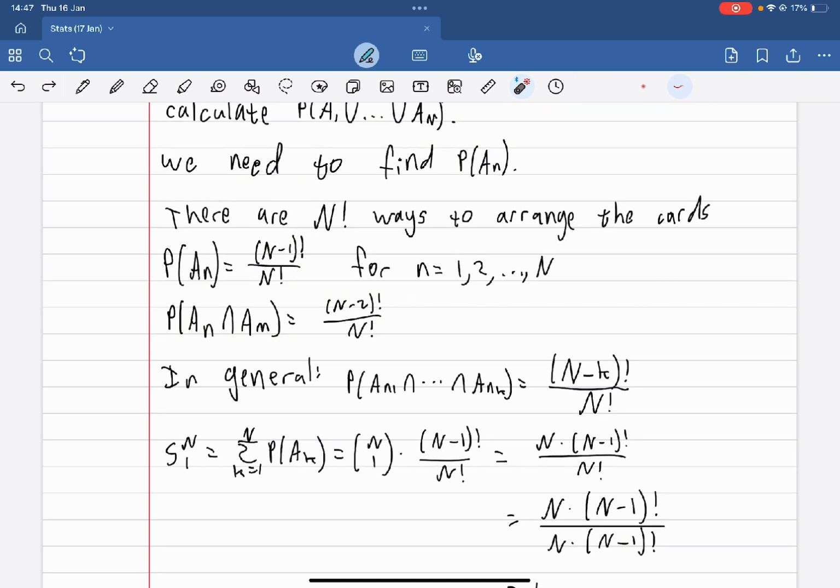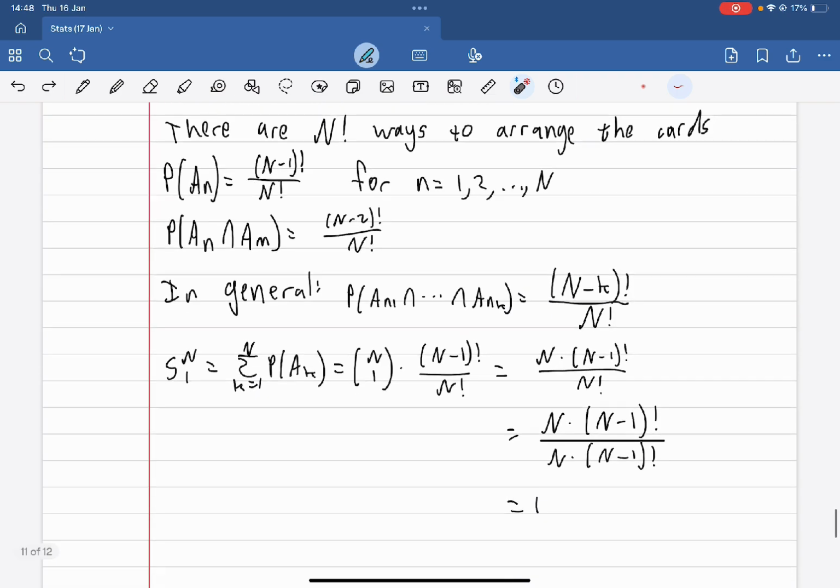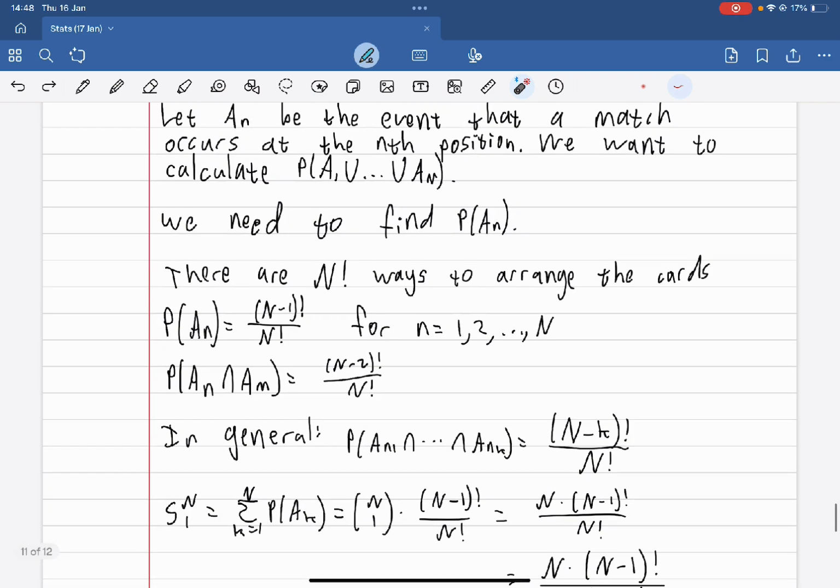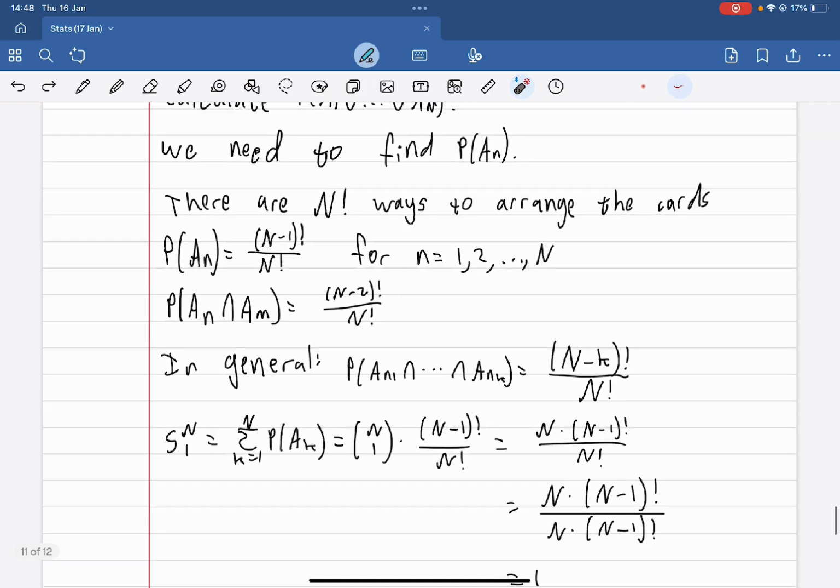Now we're going to look at 2 matches. So here we had 1 match, now we're going to look for 2 matches. So here we have 2 matches, A_n and A_m. So now we fix 2 cards, so now we're going to have (n minus 2) factorial over n factorial, because now we keep 2 in place, now we only have n minus 2 factorial cards to shuffle around. So these are just the first 2, now we're going to do it in general. So for as many matches as we want, the general formula is (n minus k) factorial over n factorial.